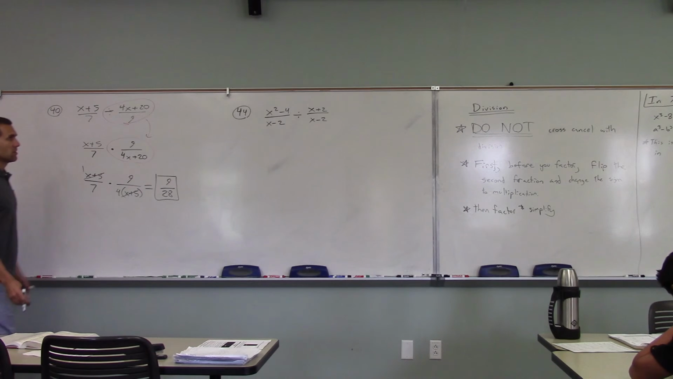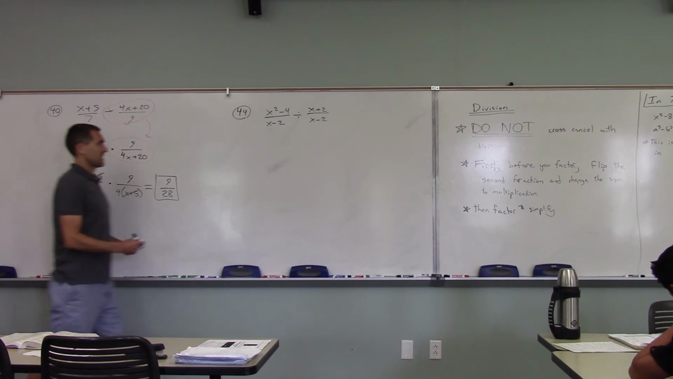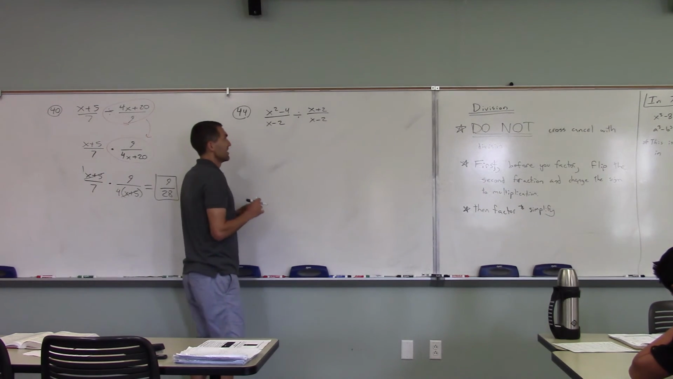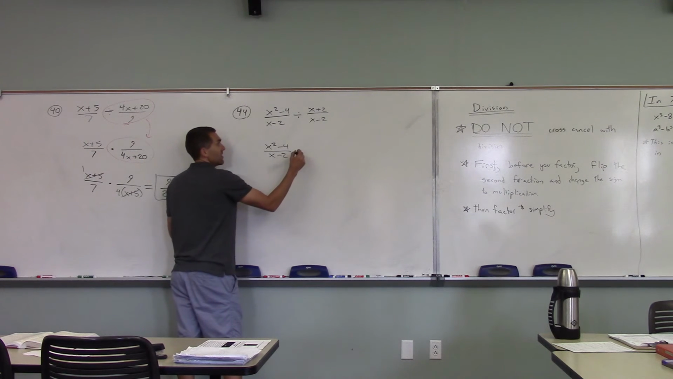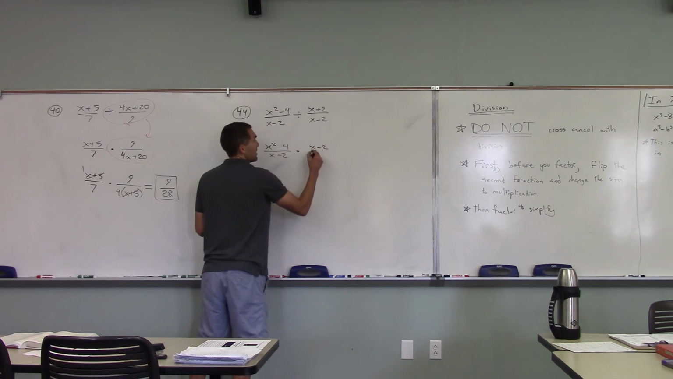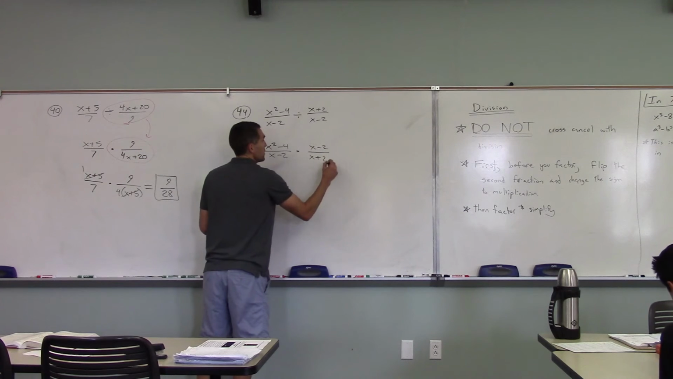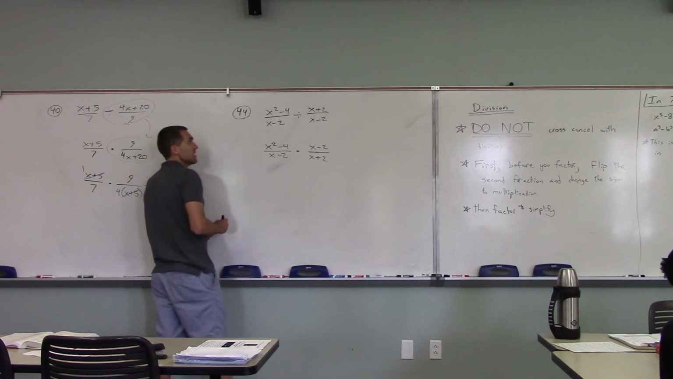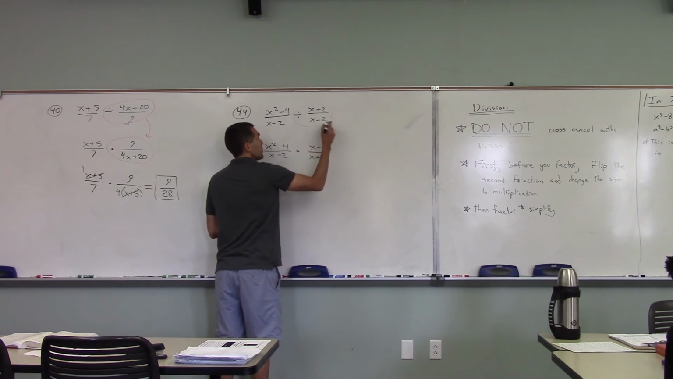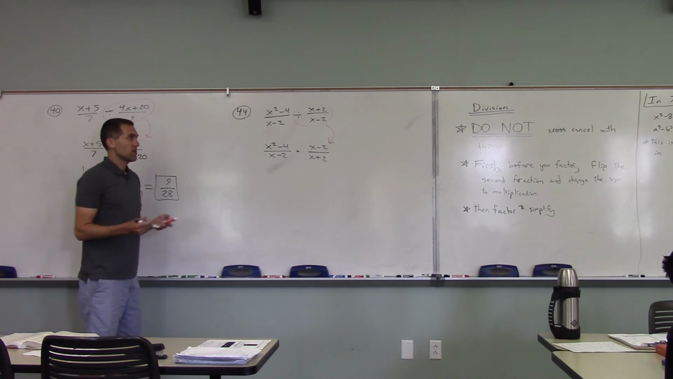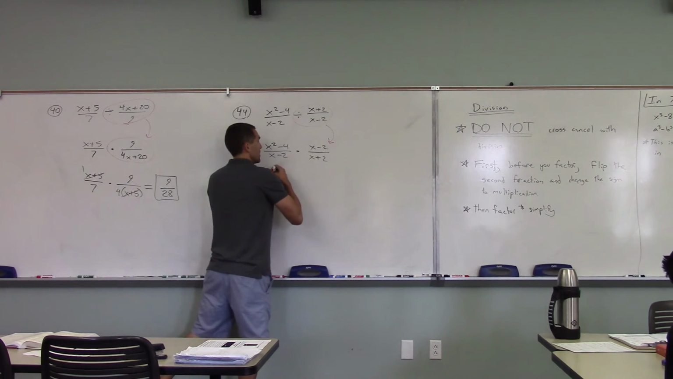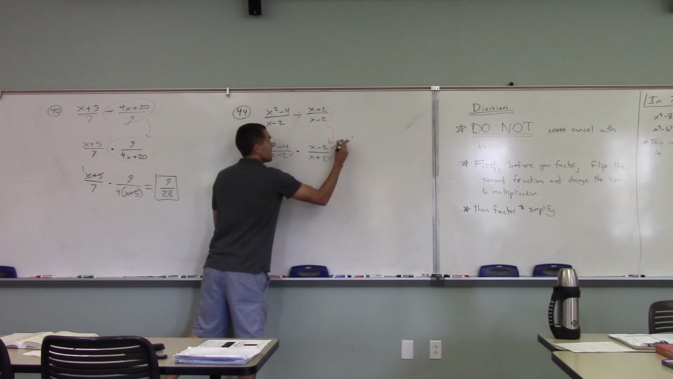So what should we do? Cross cancel? Get out of here. So what should we do? Flip it. Yeah, so what do we get? (x squared minus 4) over (x minus 2) times (x minus 2) over (x plus 2). There we go. Now it's all easy peasy. First and foremost, you have to flip it over. Okay, so this is already factored. This is already factored.